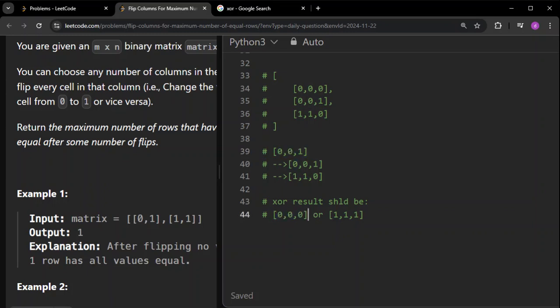Can you quickly tell me what the answer looks like if I do a XOR of this and this? See here, every bit is opposite. Every corresponding bit is the opposite of each other in the two numbers, so the XOR result will look like this. So I can conclude that if I do XOR of two numbers and get either of these two results, I can say they follow the same pattern. That is the same logic that I'm going to use now.